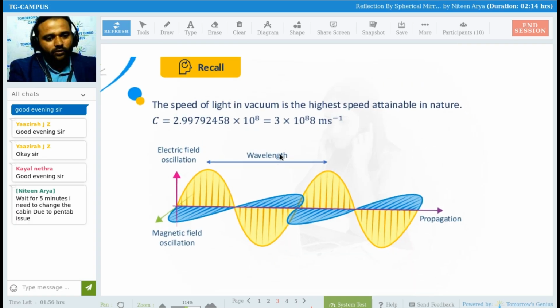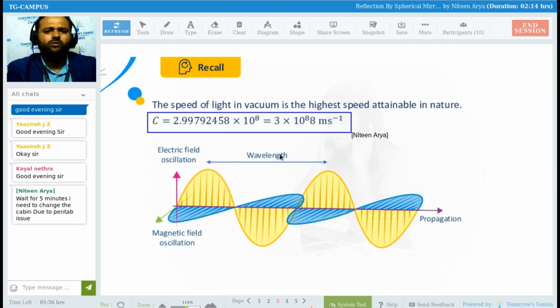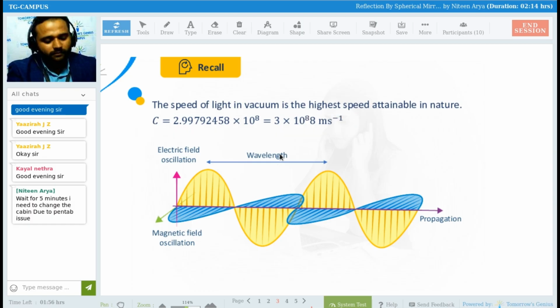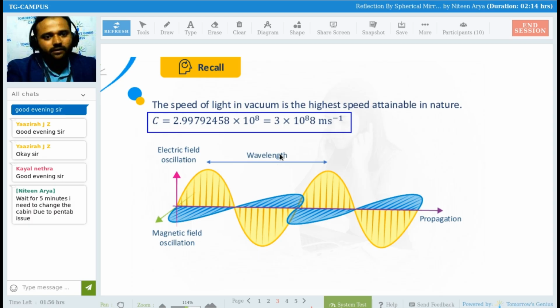Now, as I recall, as we already did this part also, the speed of light in a vacuum is the highest speed attainable in nature. That is C equals approximately 3 times 10 to the power 8 meters per second. Clear? In the previous lecture we did this.